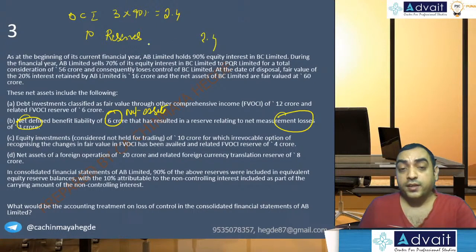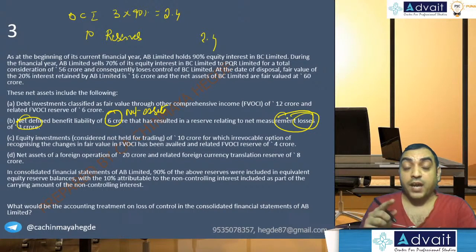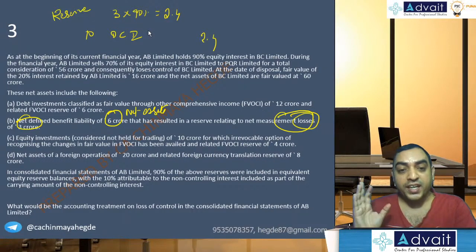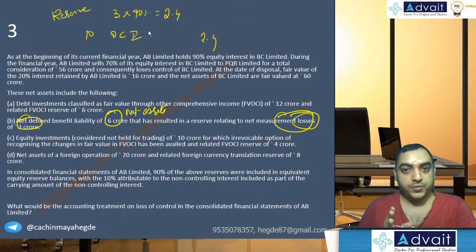Okay, one small point, this is a loss. So OCI would not have a credit balance, OCI would have a debit balance. So the entry has to be reserve account debit to OCI. We don't transfer it to P&L account, we will transfer it to other reserves. Since it is a loss, we will debit the reserve, since it's a loss.